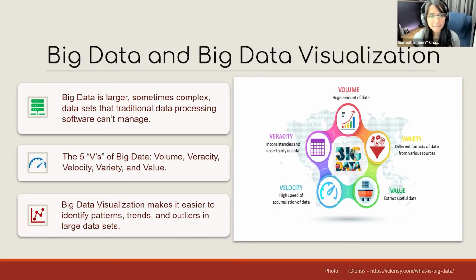So, what is big data and why do we visualize it? Big data is larger, sometimes complex data sets that traditional data processing software can't manage. The 5 V's, or characteristics that make up big data, are as follows: volume, which is the huge amount of data that comes in; veracity, the accuracy of that data or the truthfulness of it; velocity, the speed of incoming data and the need for that data to be processed; variety, the diverse amounts of data; and value, which is a combination between veracity, the truthfulness, and proper application of the data.